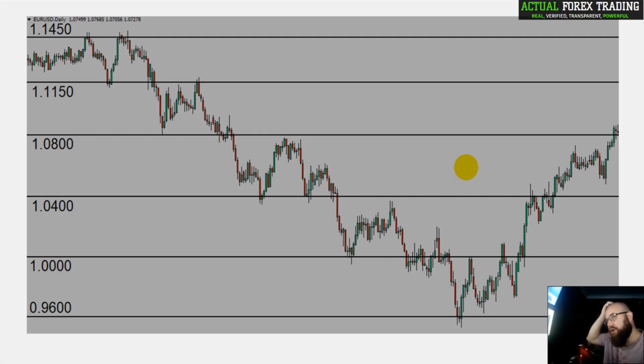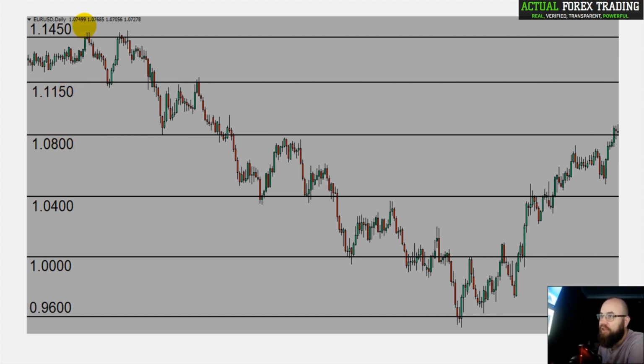Okay, so this is a chart of Euro US dollar. We have a downtrend here. Price is downtrending, and then it's coming up here. So it's bearish over here, and then it becomes bullish. I have marked some psychological levels on this chart. You can see that they end with a 00 or a 50.